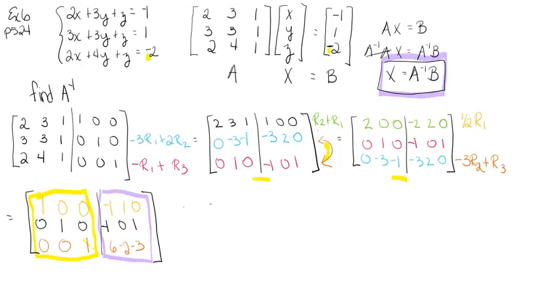And I'm going to do that over here by saying x equals, but I'm going to leave that off for now. We'll put that on the end. The inverse of A times B. I'm going to multiply that out now. So I'm going to take the inverse of A, which is -1, 1, 0, -1, 0, 1, and 6, -2, -3.